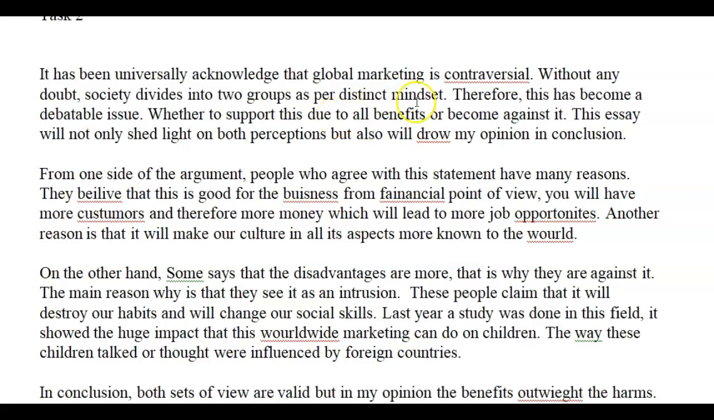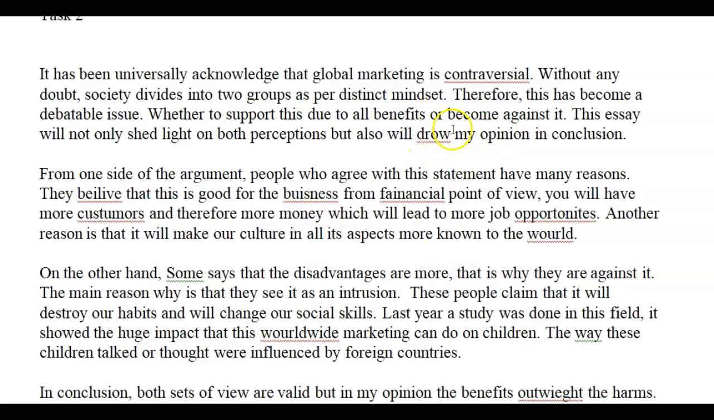All right, this is not a full sentence, so you have to be really careful with this. Where you start with "whether," that's not a full sentence, it's a fragment. You could have said, "This has become a debatable issue as to whether to support this due to all the benefits or be against it." Okay? "This essay will not only shed light on both perspectives, but also draw my opinion in conclusion."